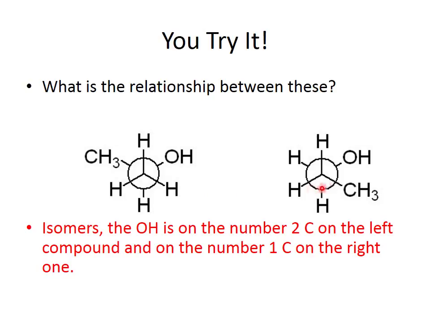If you look at this, you will see these are constitutional isomers. This molecule over here is carbon in front, carbon behind with a hydroxyl group on it, and then another carbon. Right here there are 3 carbons in the molecule, but the hydroxyl group is on an end carbon, not on the middle carbon as in this one. So these are isomers.